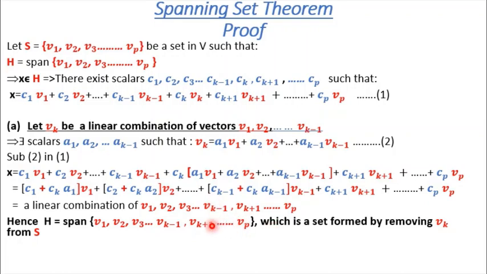What do we mean by that? After deleting vk from the set, still every vector x can be written as a linear combination of the remaining vectors. That means H is still spanned by this set. What is this set? It is a little different from this one. That is, here vk is removed. After removing vk, the remaining set is also still spanning H. That is, it is a set formed by removing vk from S and it is still spanning H. This is the first bit.